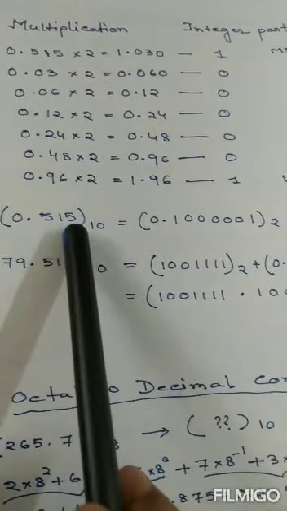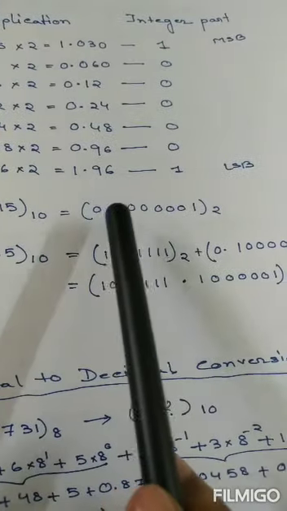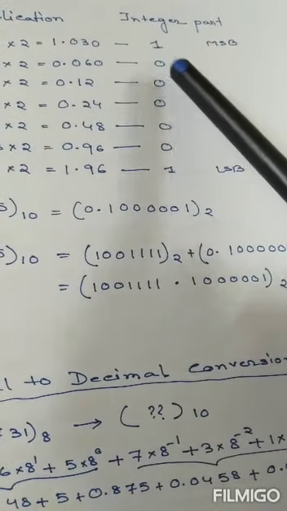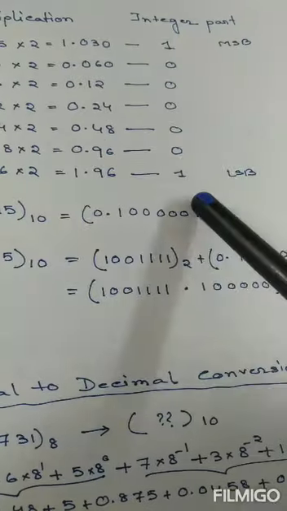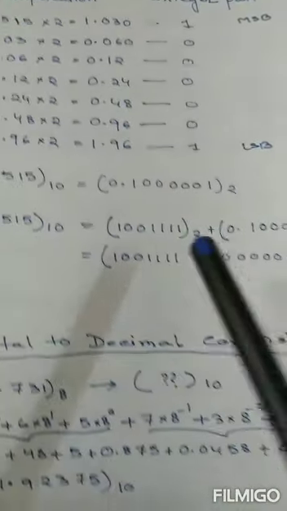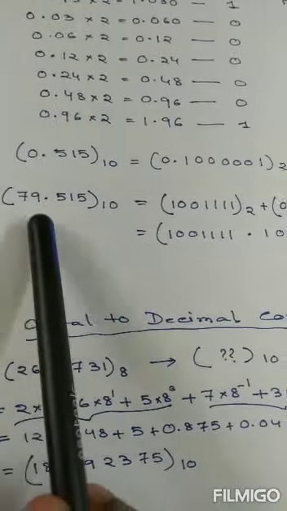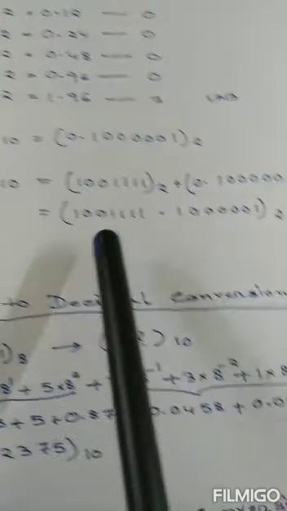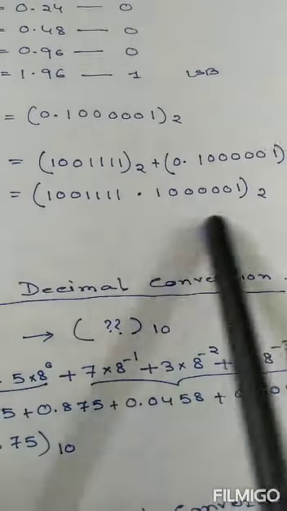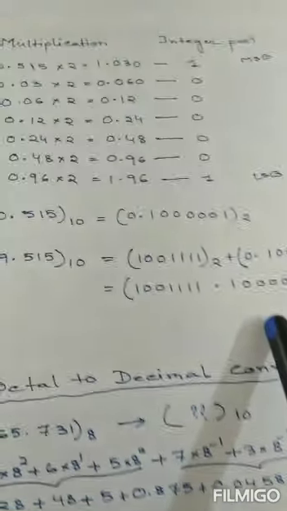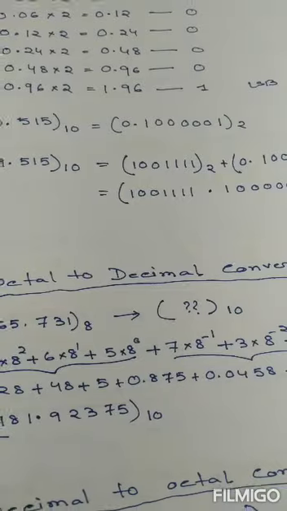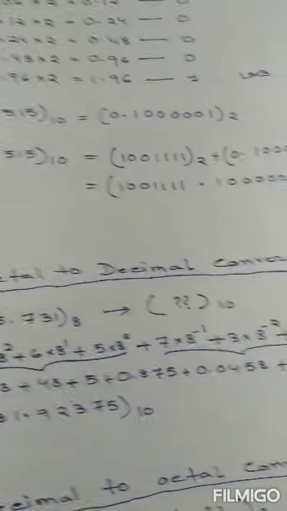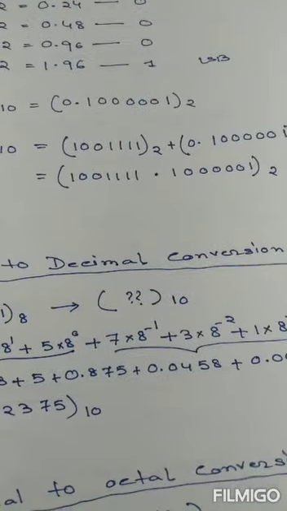So the answer for 0.515 is 0.10000001. This is the answer. So the total answer is 79.515. This is the decimal number and its equivalent binary number is this one. So this is the procedure to convert a decimal number to a binary number.